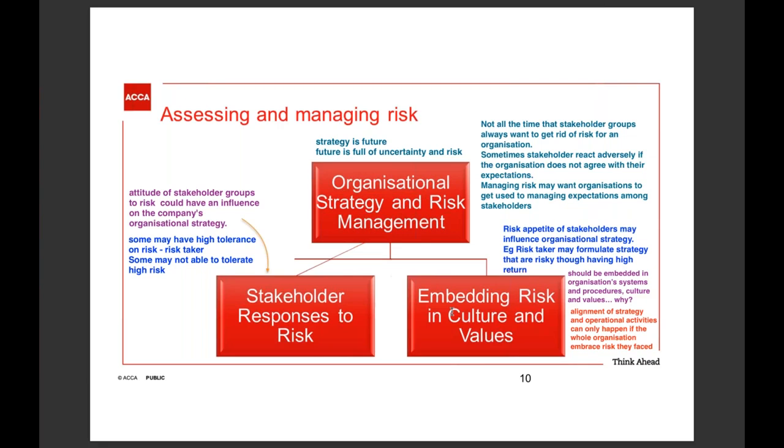And another thing, when it comes to embedding risk in the culture and values, basically what we are trying to say here is that every time you think of something and want to make a decision in your organization, you must not just look into the outcome, the profit that you want. You should also look into the possible risk that you may face that may stop you from getting that particular outcome as well.